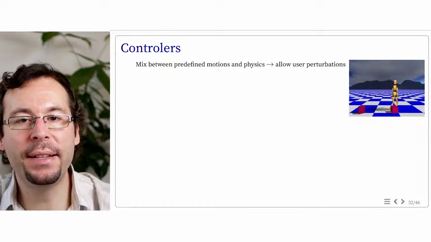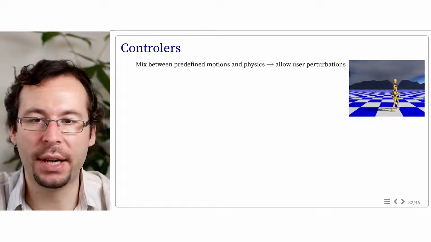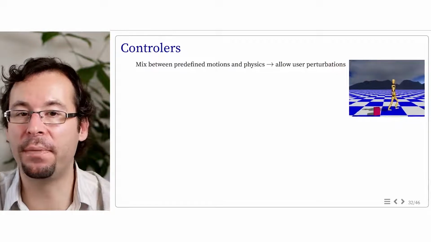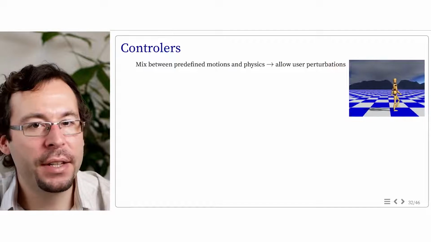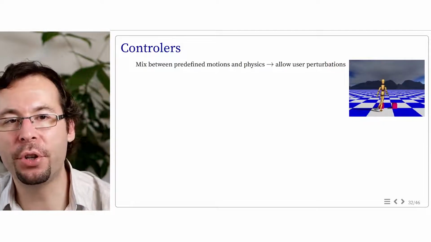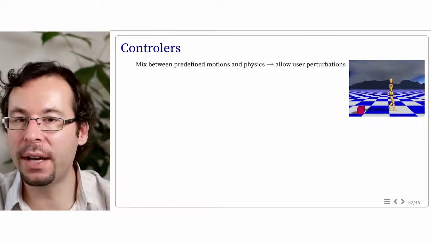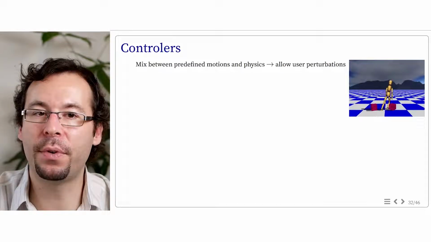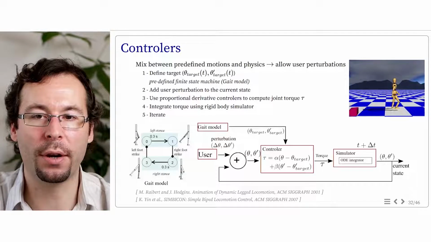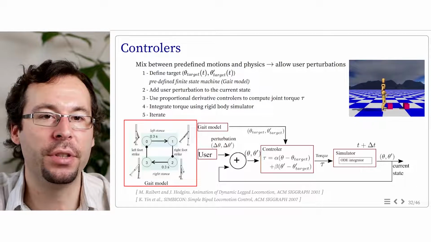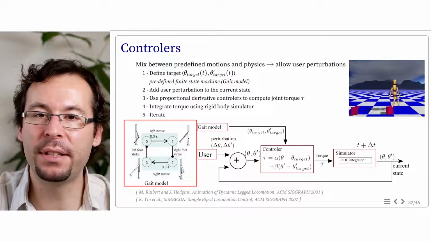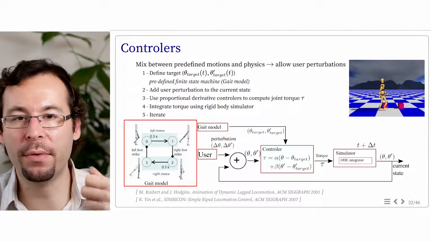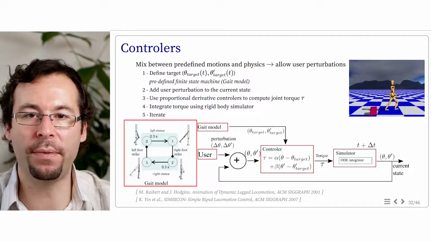However, fully simulating an entire human is very challenging as the number of muscles and parameters involved would be very high, and this is out of reach of real-time applications. A common idea is to mix predefined motions and modify them with some level of physics in order to allow some user perturbations. And the main approach for doing that is the use of the so-called controller. First, the predefined motion, such as walking motion, is split into sequences of sub-objectives, like left foot on the floor, then move up the right foot, move it down, touch the floor, and so on.